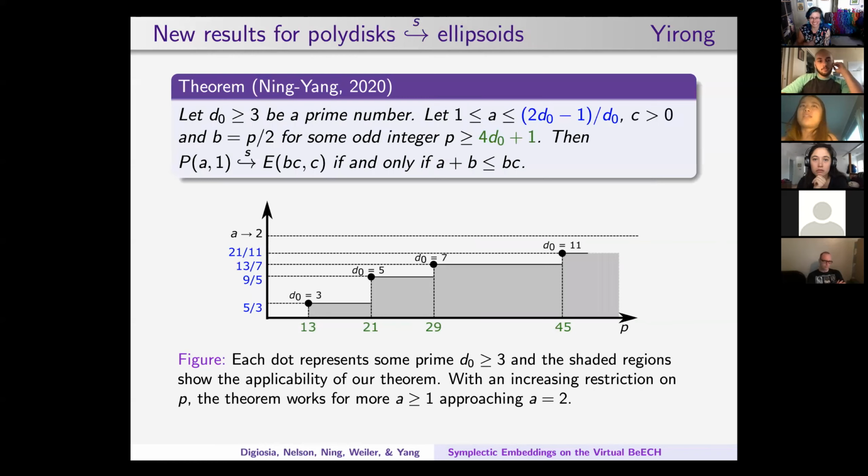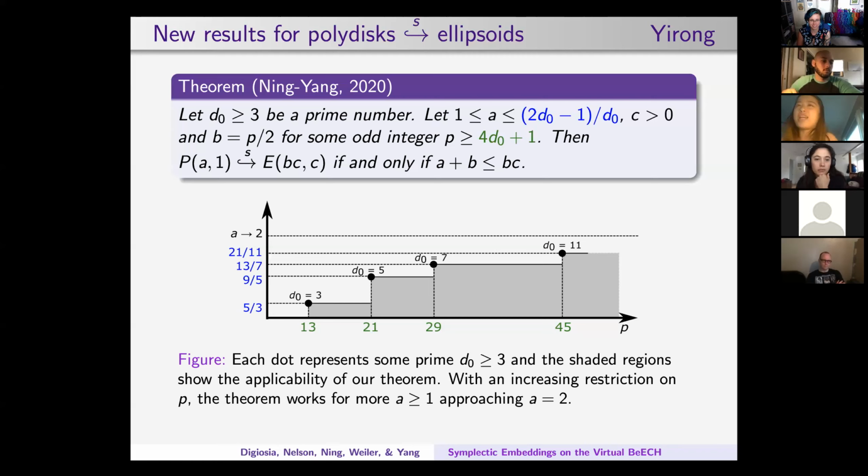So indeed, we got something when B is a half integer, and here's our result. If D0 is a fixed odd prime number, and A is between 1 and (2D0 minus 1) over D0, C is any positive real number, and B is equal to P over 2 for some odd integer P greater than or equal to 4D0 plus 1, then PA1 embeds into EBCC if and only if A plus B is less than or equal to BC. So note that the if and only if statement is the same as the one before, though the hypothesis we have looks less straightforward than the one from the last slide.